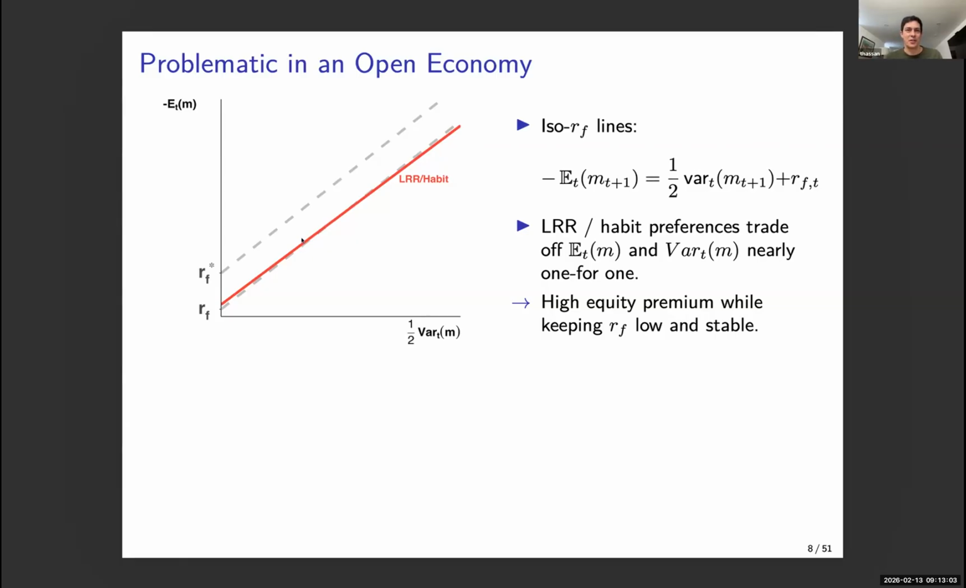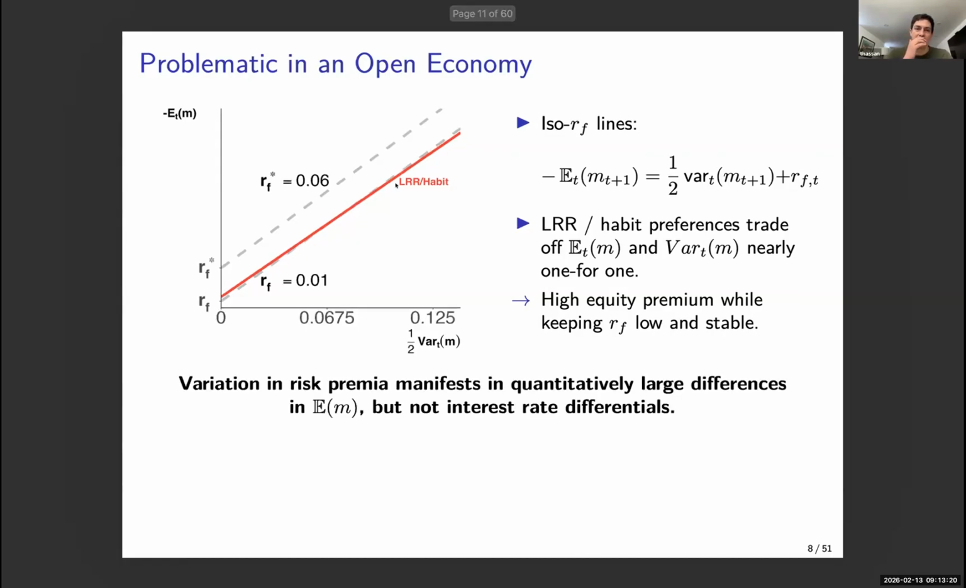Essentially, if you ensure that the E and the variance of M are always on this line, you can push the economy over here to the right and have a high variance of M without screwing up your risk-free rate, because you're always going to be on the same risk-free rate line. So variation in risk premium is going to manifest in quantitatively large differences in E of M, but not interest rate differentials. Let me show you this.